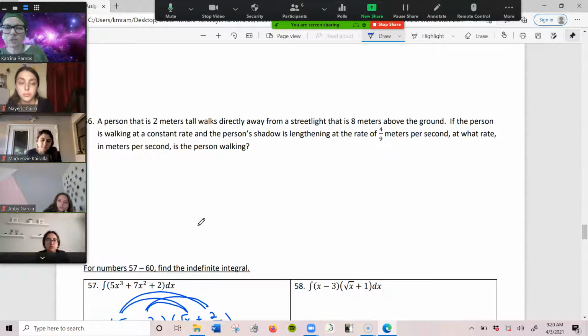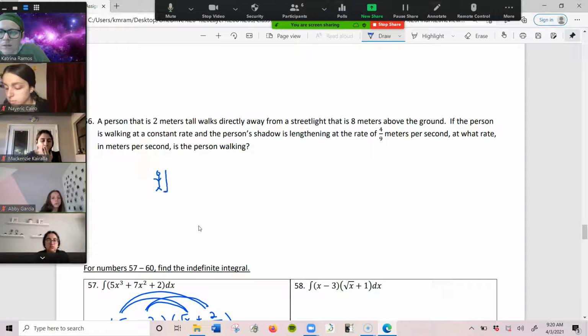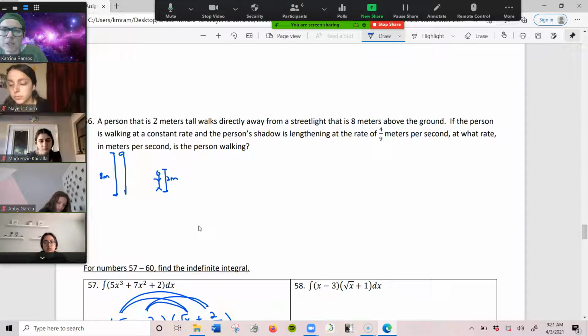So I like to draw a picture so that it's easier for you to see what's going on. So we have some person that is 2 meters tall. Here's my little person, 2 meters. Walking away from a street light that is 8 meters above the ground. So here's my street light, and this is 8 meters tall. If the person is walking at a constant rate, so this person is walking this way, because it says walking away from the street light.